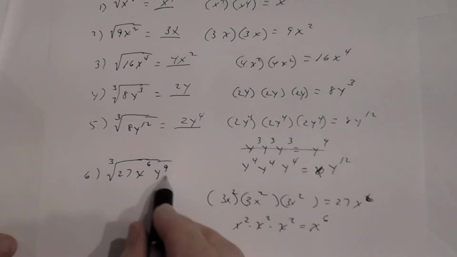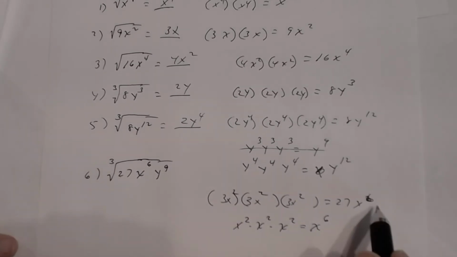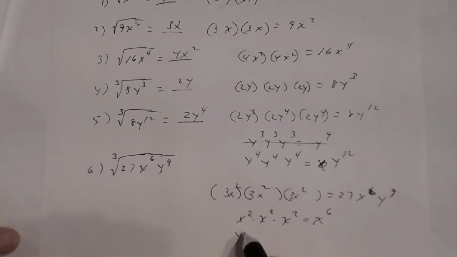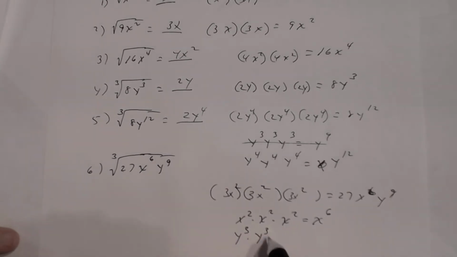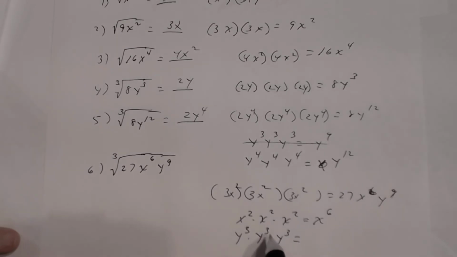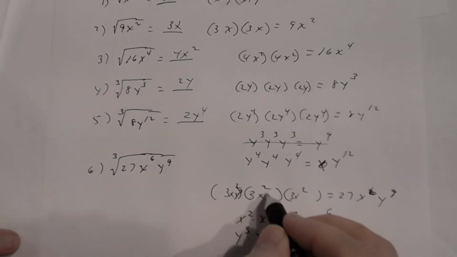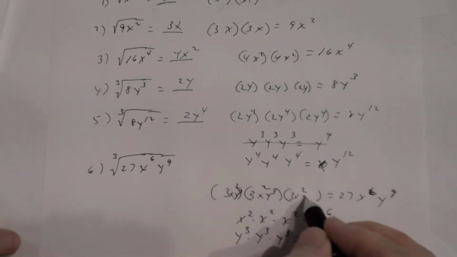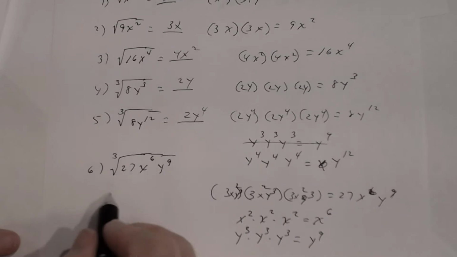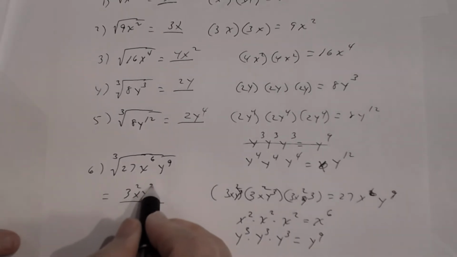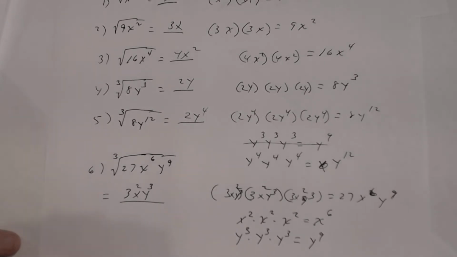So x squared. Now what about y to the 9th? How can I get y to the 9th? Well, y cubed times y cubed times y cubed, right? Because when you multiply like bases, you add exponents. 3 plus 3 plus 3 is 9. So that's 3x squared y cubed. So that's your answer, 3x squared y cubed. Okay? So that's number 6.